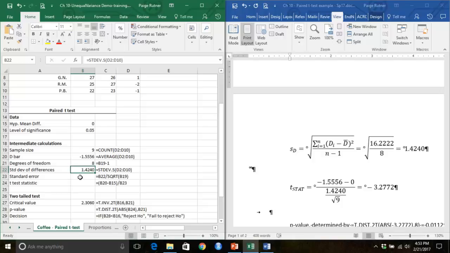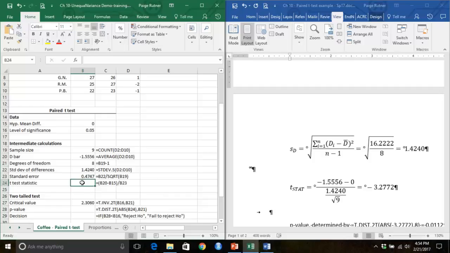Then let's go ahead and compute the standard error of the differences. Standard error of the differences is the denominator of our test statistic term. And so we'll compute that by taking our standard deviation and dividing by the square root of sample size. Okay, so that standard error is 0.4747, and we can compute our test statistic.